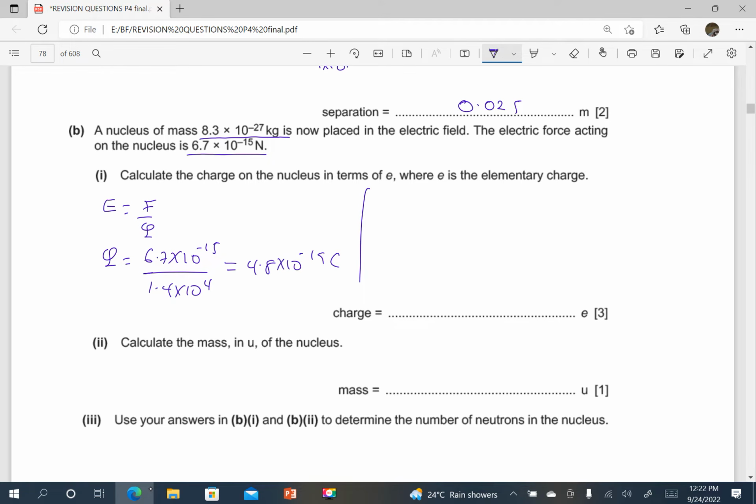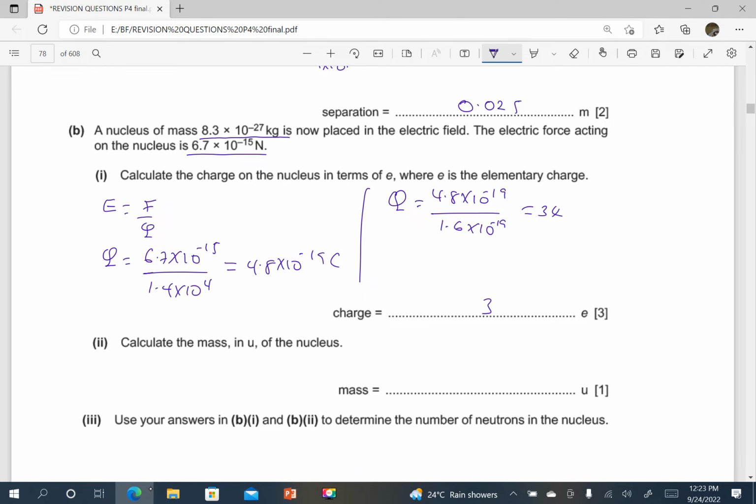but they want the answer in terms of e. So charge in terms of e is going to be 4.8 times 10 power negative 19 divided by 1.6 times 10 power negative 19, since 1e is 1.6 times 10 power negative 19, and when you divide, this gives you 3e. So the answer here is 3.